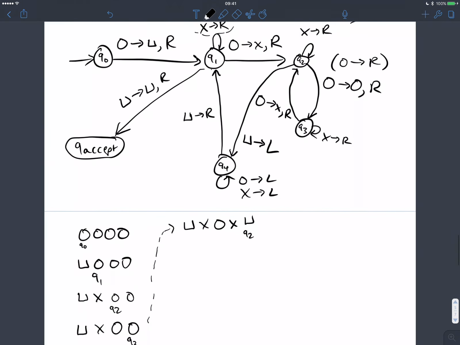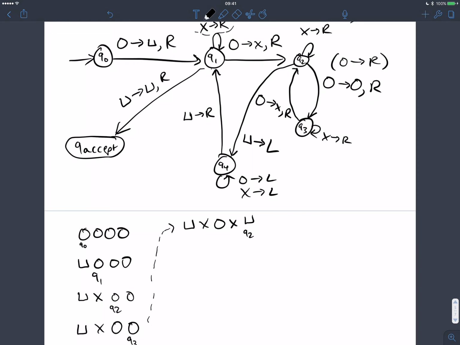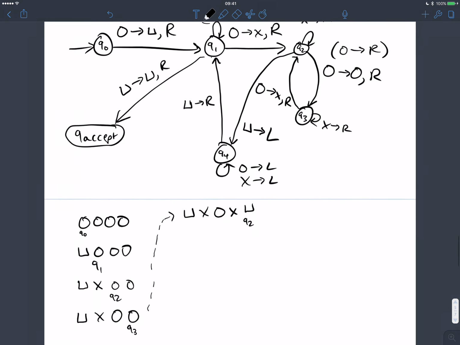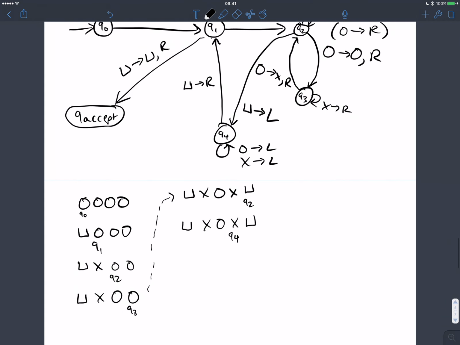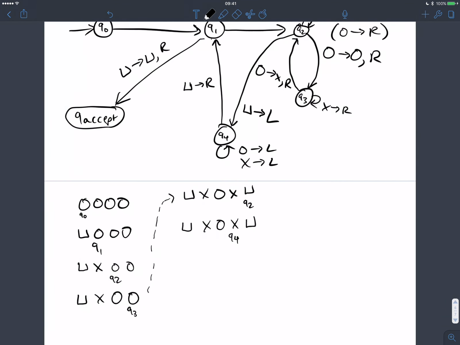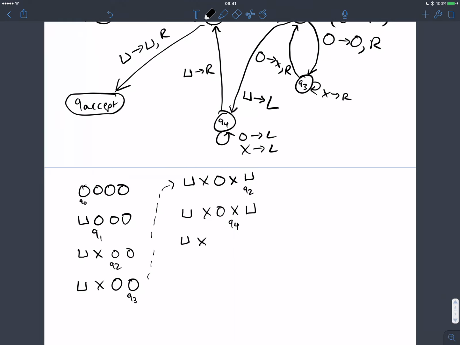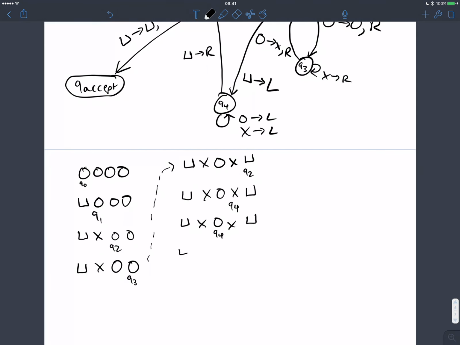All right, so if I'm in Q2 and I see a blank symbol, what do I do? It says move left and go to Q4. So I'll have blank x, 0, but now I'm looking at the x in Q4, and I didn't change that blank symbol. And then what does Q4 say to do? Write x, move left, or write a 0 and move left. So if I do this one step at a time, it's going to move left one position to see the 0, then one position more to see the x, and then now it'll be at the blank symbol at the beginning.